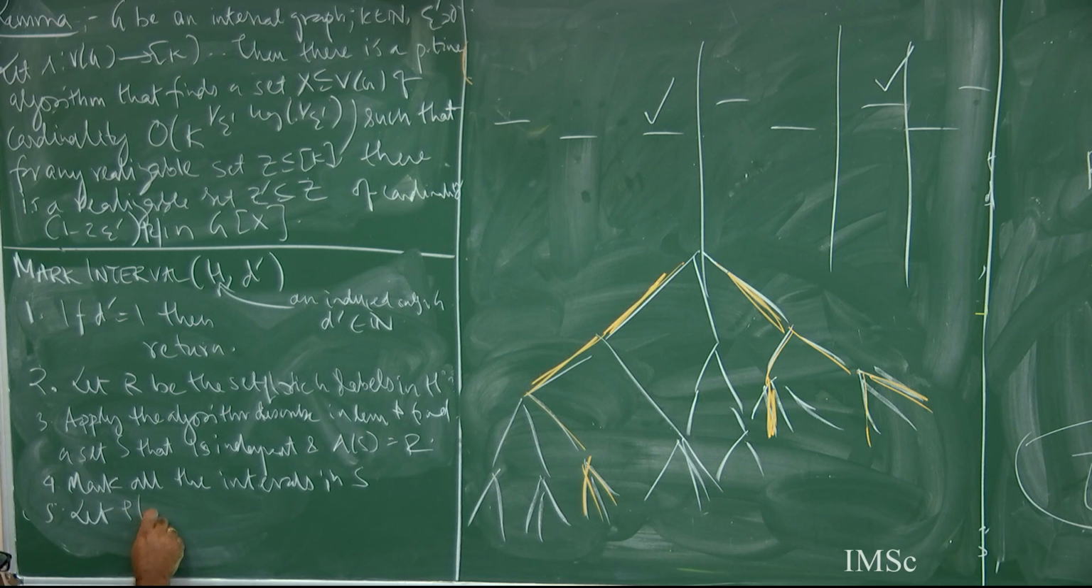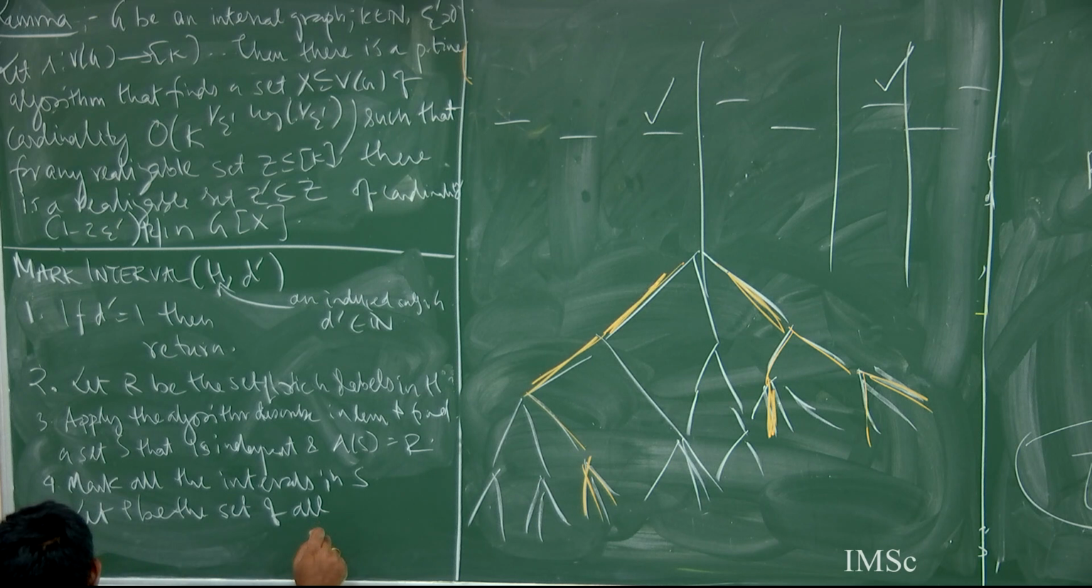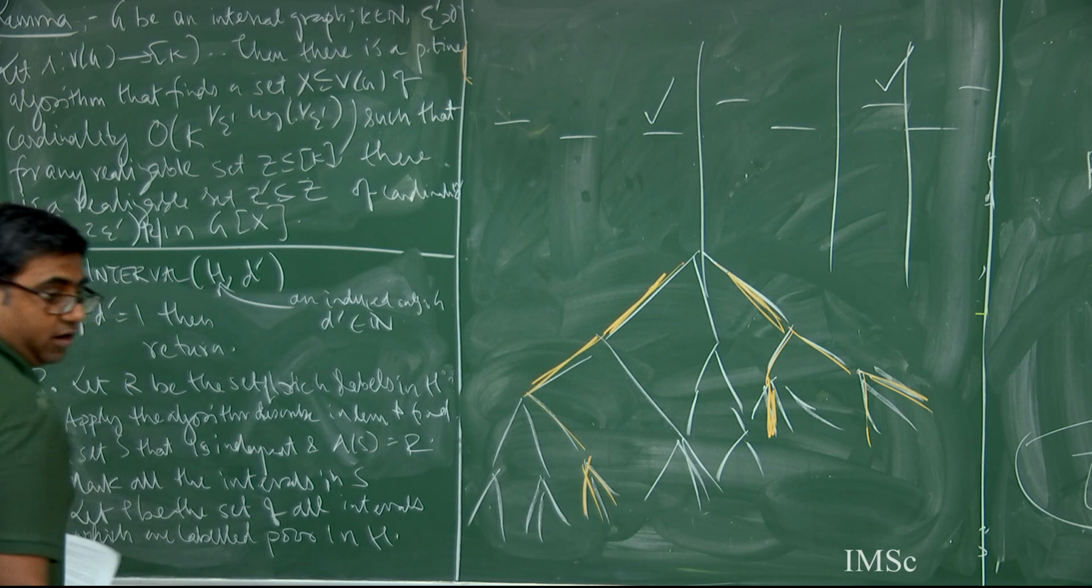Next, let P be the set of all intervals which are labeled poor in H. Okay, so there are a set of labels which are poor, labeled poor in H.